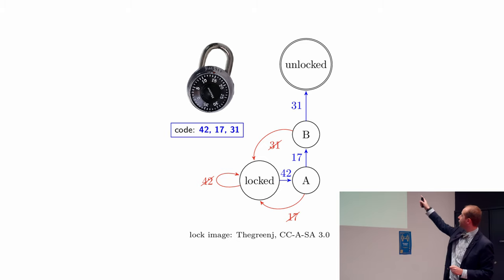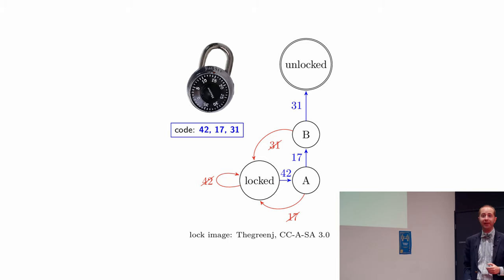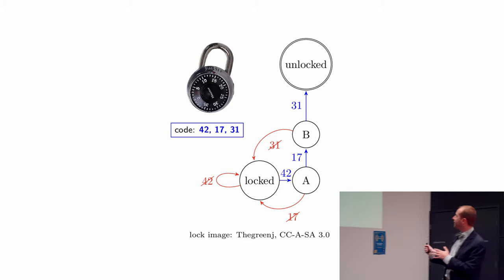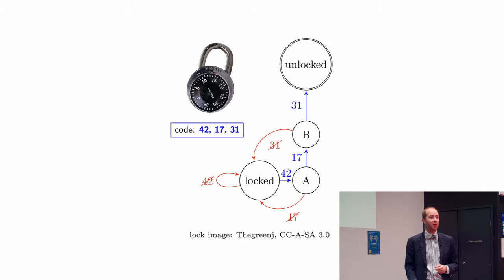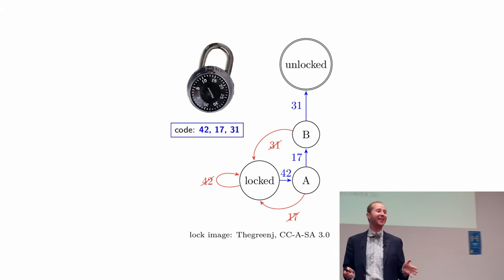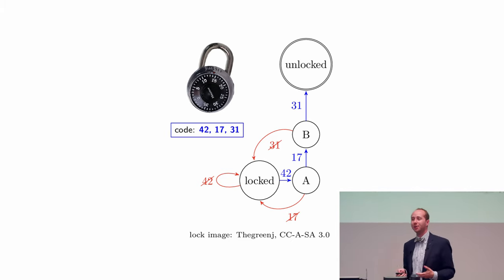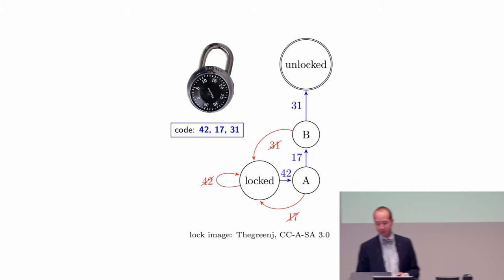If we entered 42 and then 17, that would take us to state B. And then if we entered anything other than 31 at that point, that takes us back to lock. And you can play this game with yourself if you really need a way to get distracted during holidays. Draw up a state machine for some familiar object and familiarize yourself with the transitions.